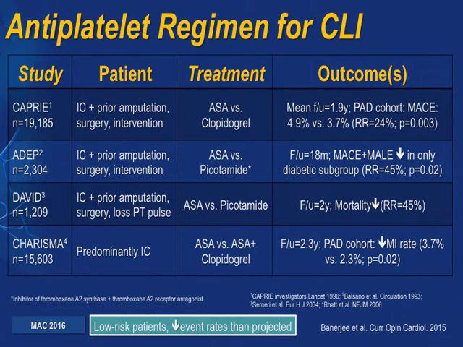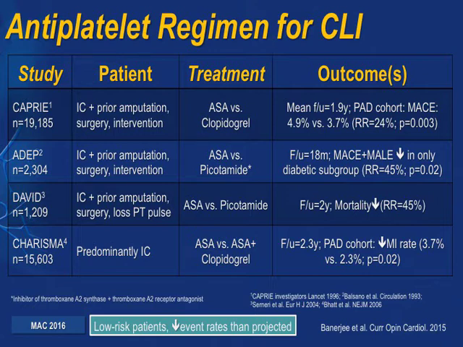I have put together this slide that summarizes many of the prior studies. And I think this is important because in each of these studies, the definition of CLI is very different. In CAPRIE, they predominantly included intermittent claudicants, but they had 30% of patients that have had prior amputation, prior endovascular intervention, or prior surgery, and they were not broken down in the study paper.